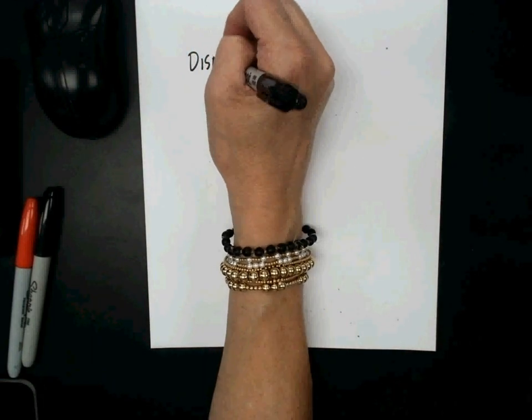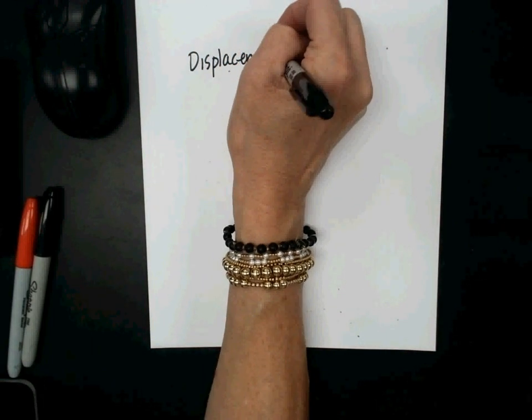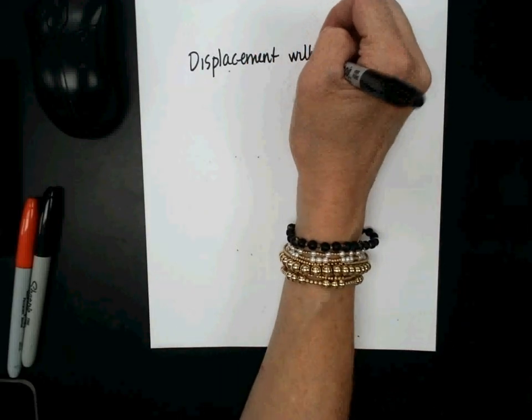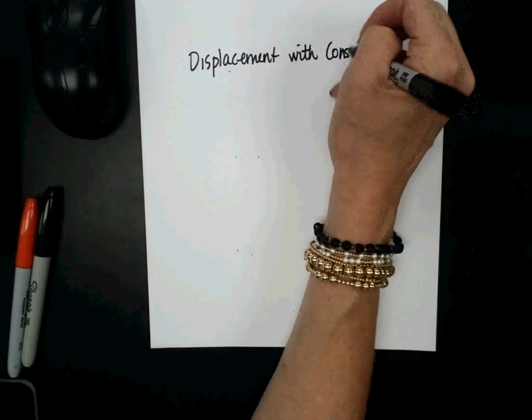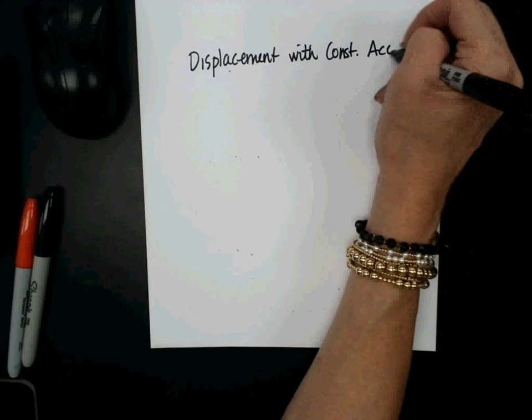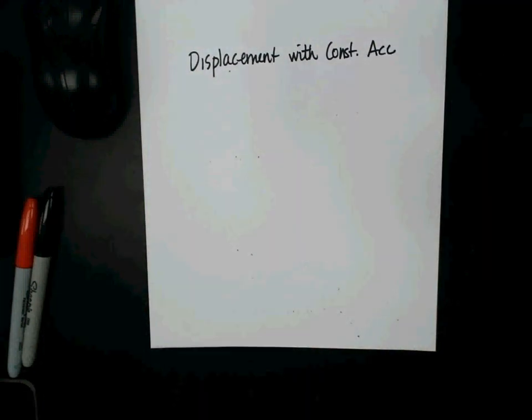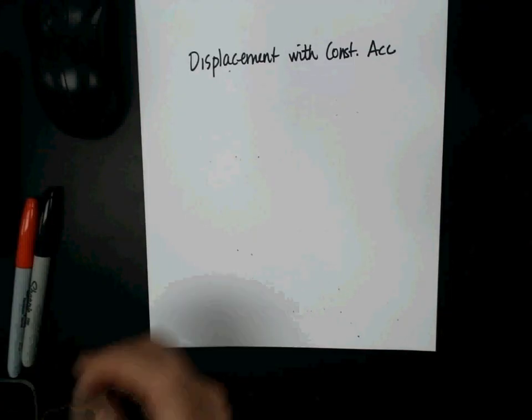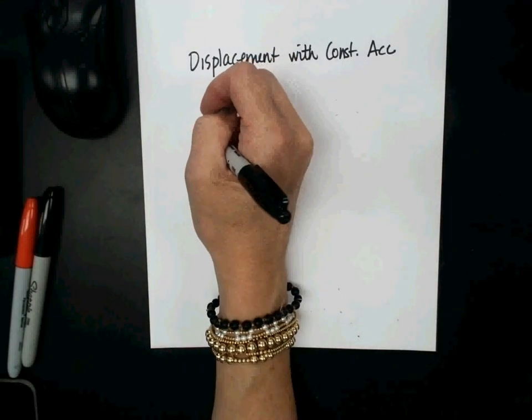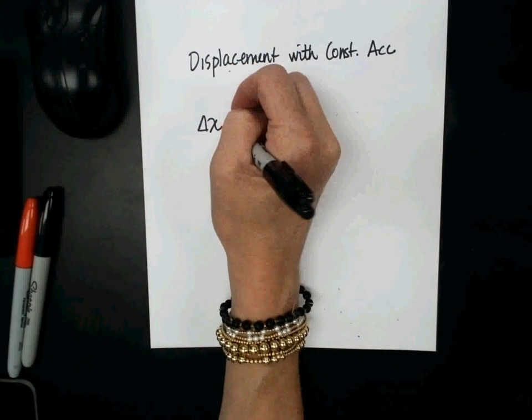Okay, so the other thing we need to look at is displacement with constant acceleration. We looked at velocity with constant acceleration. We looked at displacement with constant velocity. When we look at displacement with constant acceleration, we take the first formula that I gave you today and we sub it in to come up with a second formula for displacement.